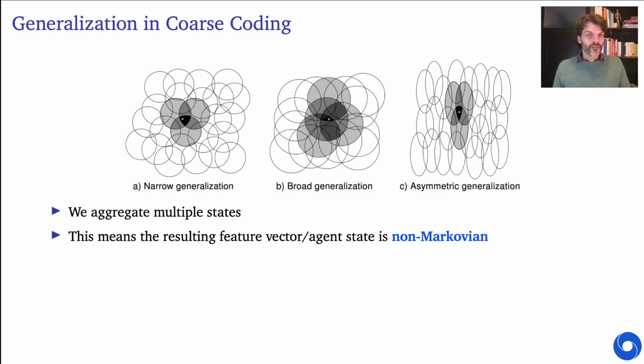The other thing I want to note is that we're actually aggregating multiple states, and this means that the resulting feature vector, and hence what the agent observes in some sense, will be non-Markovian. What I mean with that is that if you're in this little region here in the middle, and let's say the agent moves right, but it only moves a little bit, then you would end up in the same region, the same features would light up. So from time step to time step, while you remain in this small little region in the middle, the feature representation would not change while you're moving within that region. And then at some point, you actually step out of the region into the next one.